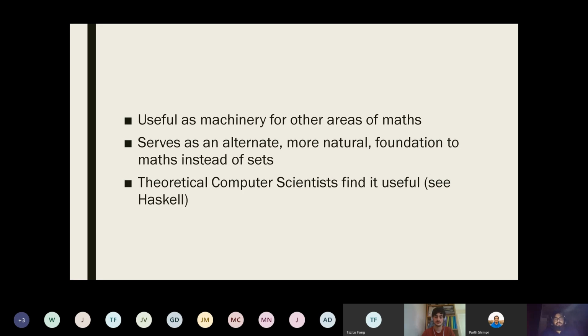For those of you who care about foundations, it provides an alternative to set theory. You know how you can write everything, or almost everything, in maths in terms of sets and build everything up from just the empty set and a few axioms for sets? Instead, you can do everything using categories, and I think it ends up being a much more natural way to think about things. And lastly, but not least, it's also useful for studying programming languages. Theoretical computer scientists have found use for it. If you want to see more about this, look at the programming language Haskell.